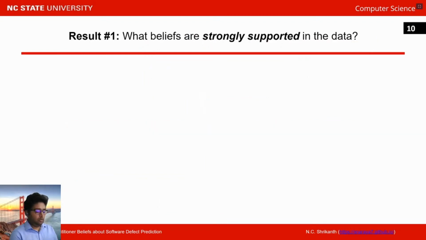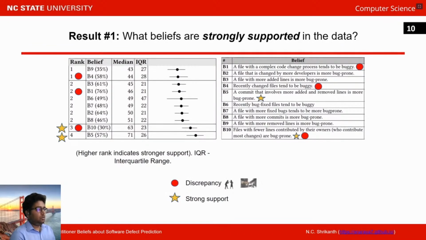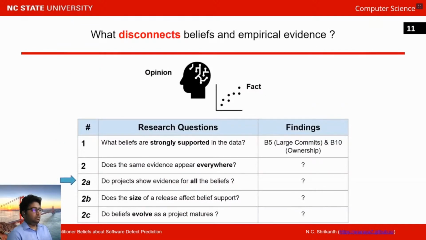So due to time restrictions, I can't explain all the modeling of the remaining 9 beliefs, so I'm jumping into the result. The result is that, surprisingly, belief number 10, which was least believed, had strong support. Whereas beliefs 1 and 4, which had more than 50% practitioner agreement, did not show strong support. We'll talk more about this in the following slides. So to answer in a nutshell, large commits and ownership-based beliefs were strongly supported in the data.